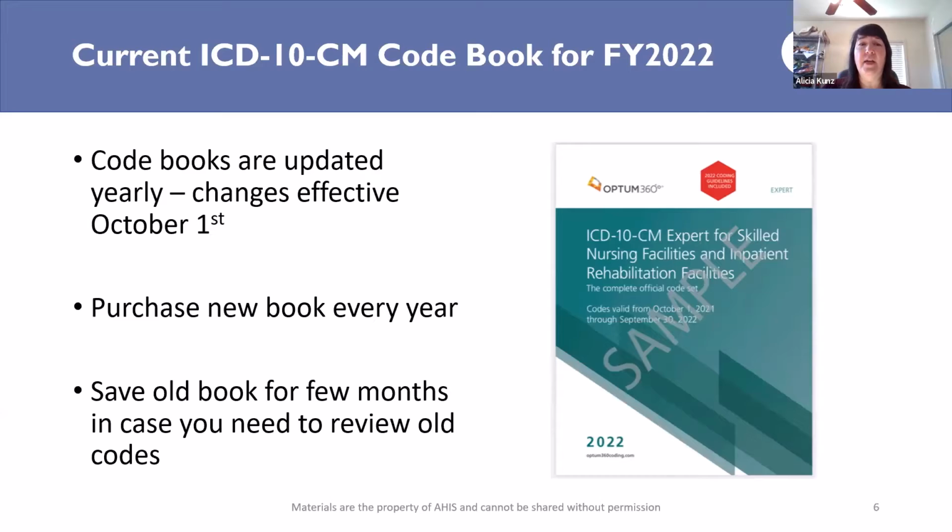Just be aware that every year you will need a new code book. So on October 1st, you're going to need a new one. You'll probably start getting phone calls from book vendors, reminding you that you need to order a new book. So make sure that you're budgeting for that. That's really important. And make sure you're saving your old book for a few months, just in case you have to look back on some claims on maybe some codes that have changed.